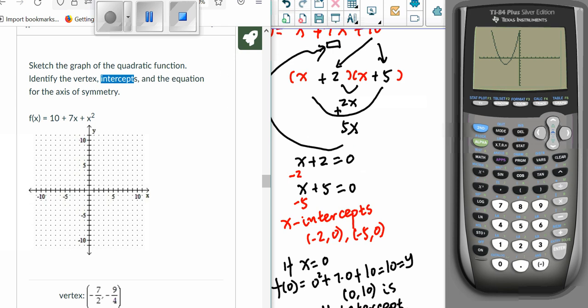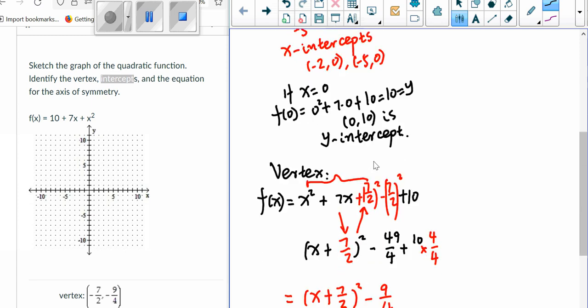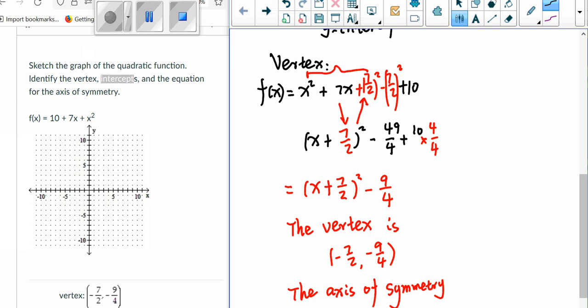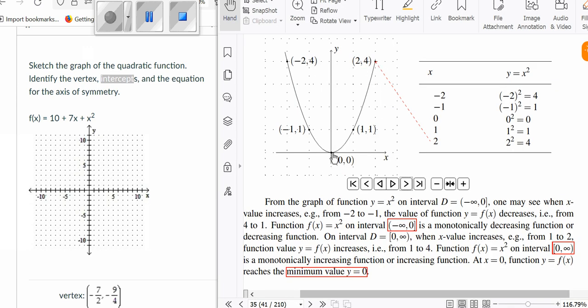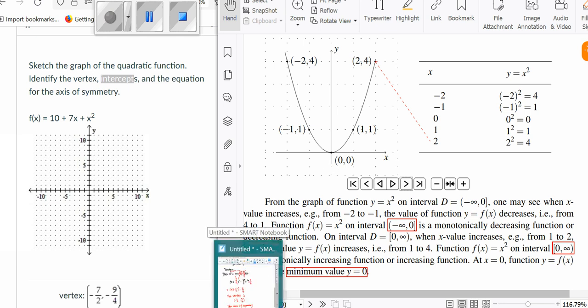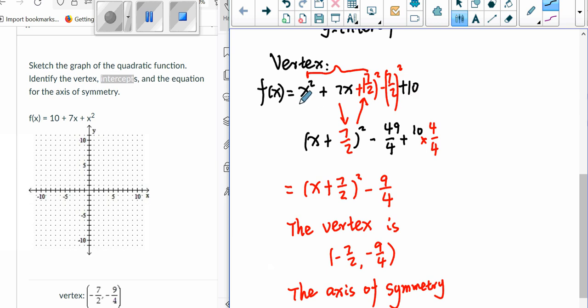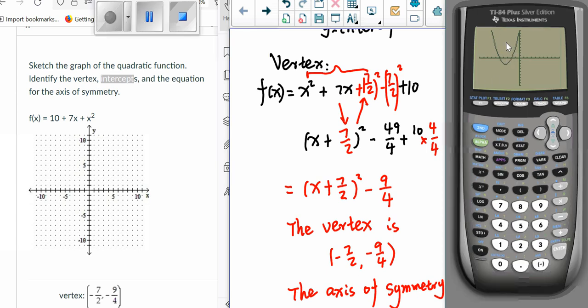So we are done with the intercepts. Now we've got to work out the vertex. How to find the vertex? Previously, the easiest vertex was the origin, 0, 0, and the y-axis was the axis of symmetry. You see this graph is symmetric with respect to the y-axis. Now we have to find the lowest point and where this graph goes. We know the graph looks like that, but exactly where the axis of symmetry is, we need algebra to find out.